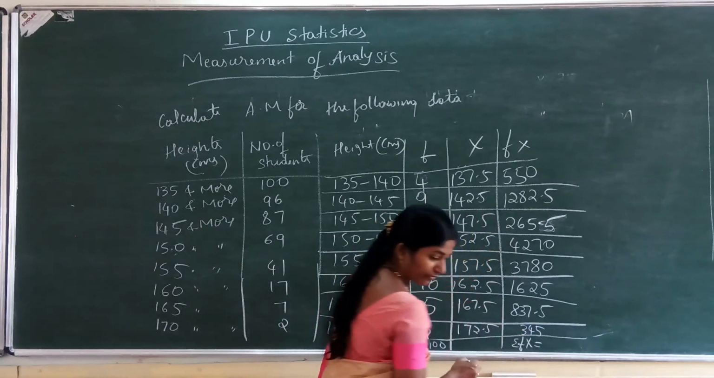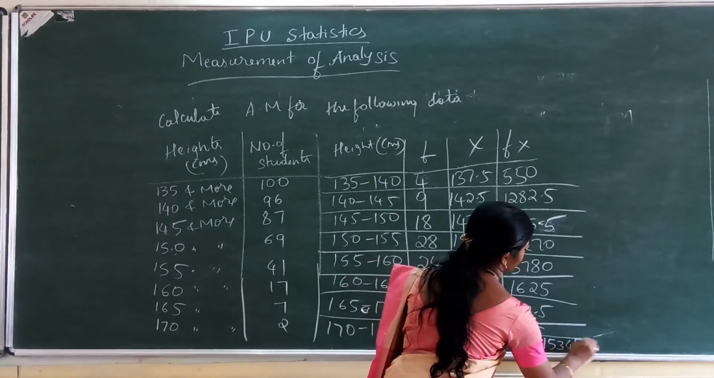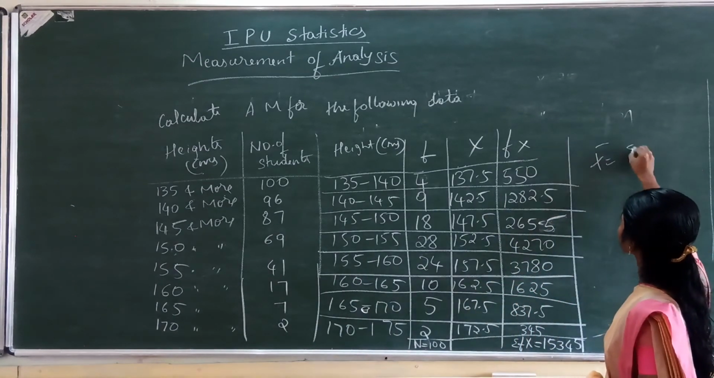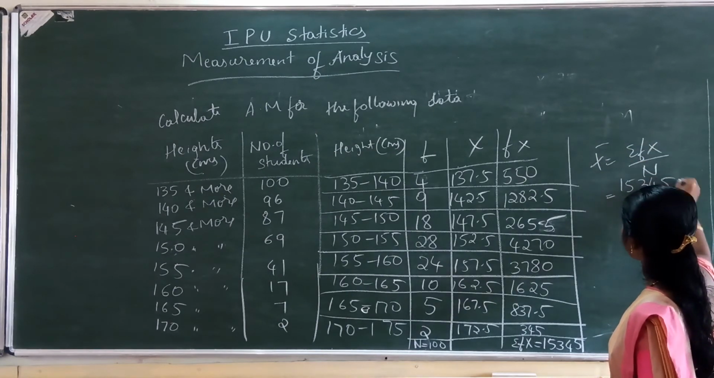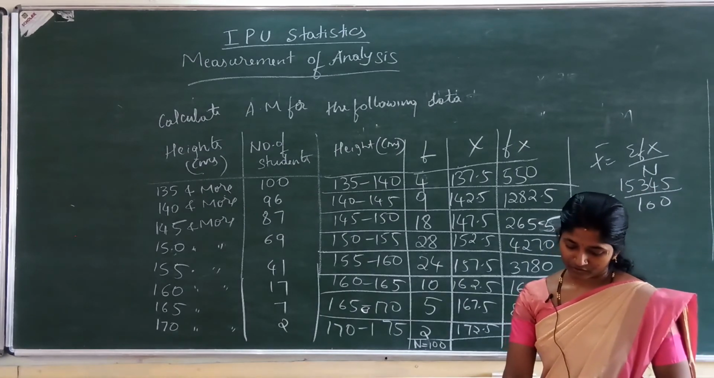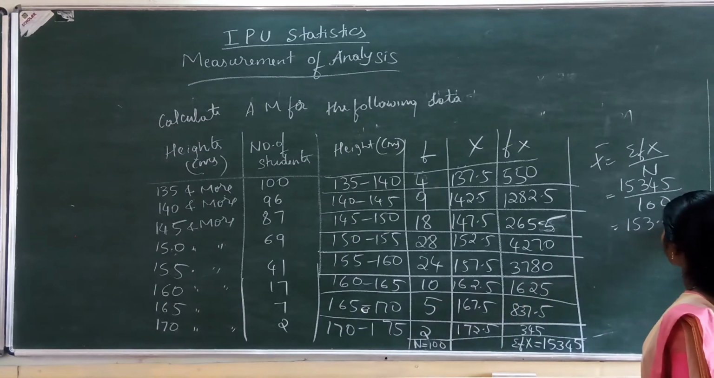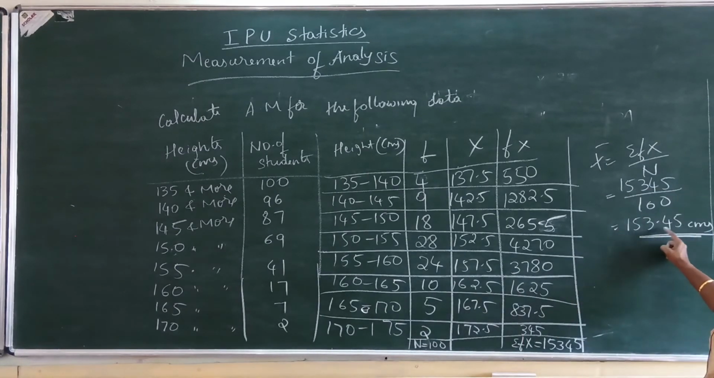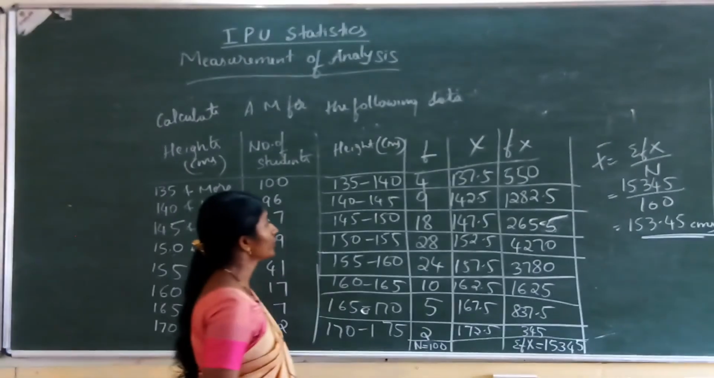Total value, sigma fx, 15,345. Now x bar equal to sigma fx divided by n. Sigma fx 15,345 divided by 100. The time your answer will be 153.45. See, this much of centimeters. Write down this one, okay? 153.45. That much of centimeters we have got.